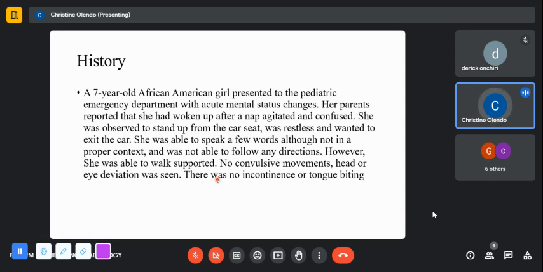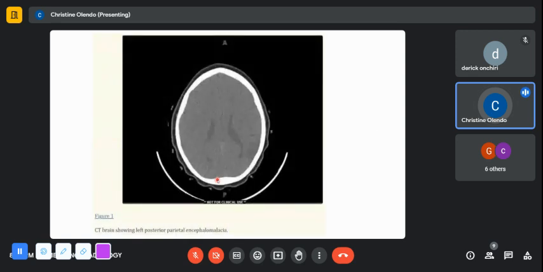She was able to speak a few words, but they were not in the proper context and she was not able to follow any directions, but she was able to walk with support. There were no convulsions, head or eye deviation seen, and there was no incontinence or tongue biting. They did a CT angiogram and a CT head, and on this axial non-contrast image, what we're seeing is a posterior parietal encephalomalacia that is visible here.